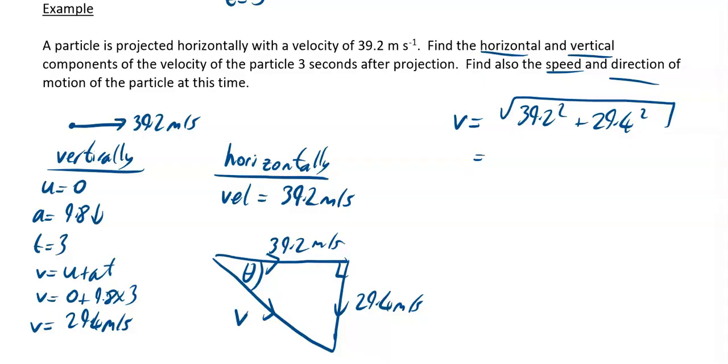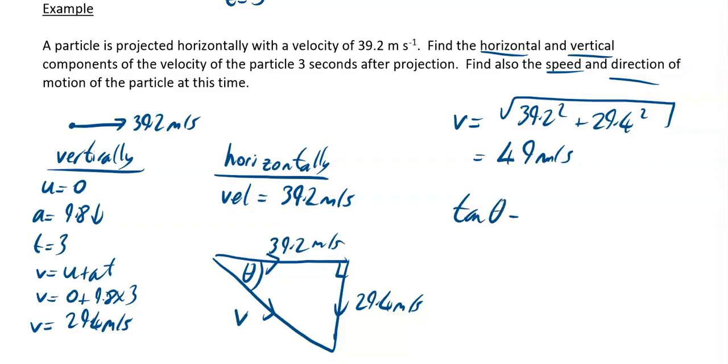Do that on your calculator, and I have got a very nice answer. I'm just going to check it here. So square root of 39.2 squared plus 29.4 squared, press equals, and square root of all that, and it's going to be 49 meters per second. Okay, so very nice. So I've engineered this question basically so it will give you a nice answer.